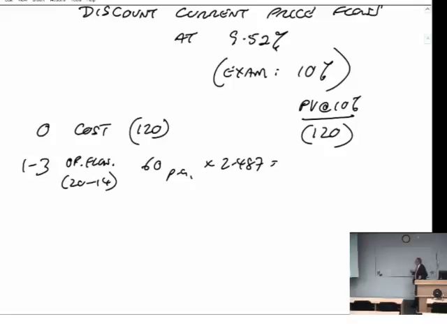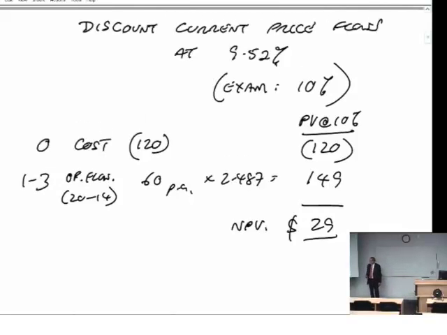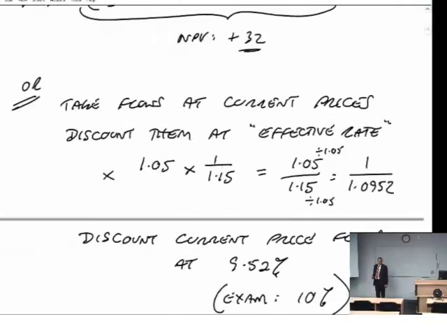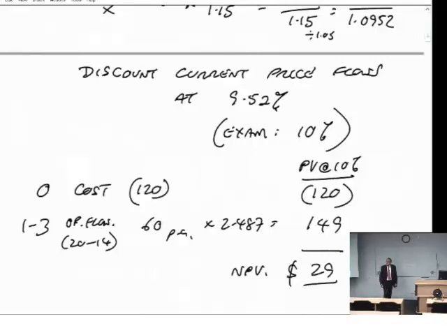The present value, therefore, I get 149. The net present value is 29. Now, it won't be the same as before. I hope you're clear why, because I haven't used 9.52. We wouldn't in the exam. What did we get? We got 32 before. Well, I think you can accept it's fairly close. If you don't believe me, try this weekend doing it precisely at 9.52, and you would get exactly the same answer. All right?